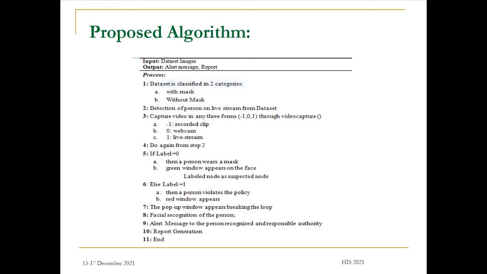A green window appears on the face if the individual is wearing a face mask. Otherwise, a red window and a pop-up window appear, interrupting the loop. Following that, a report is created and an alert message is sent to the appropriate person and authorities.